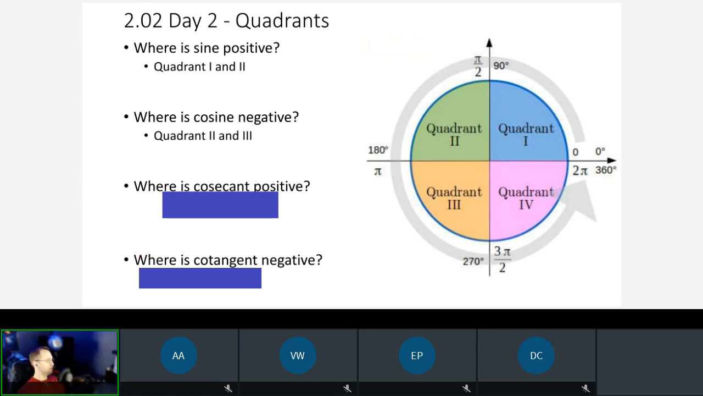So something else that you can do on your paper is write your x and y coordinates: x is positive, y is positive; x is negative, y is positive; x is negative, y is negative; and then x is positive, and y is negative. Maybe drawing that diagram will be better.